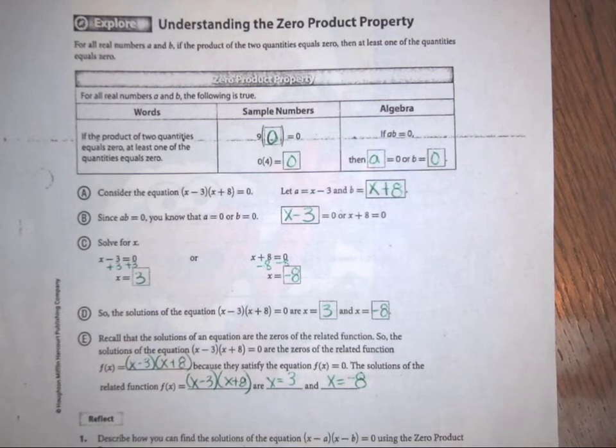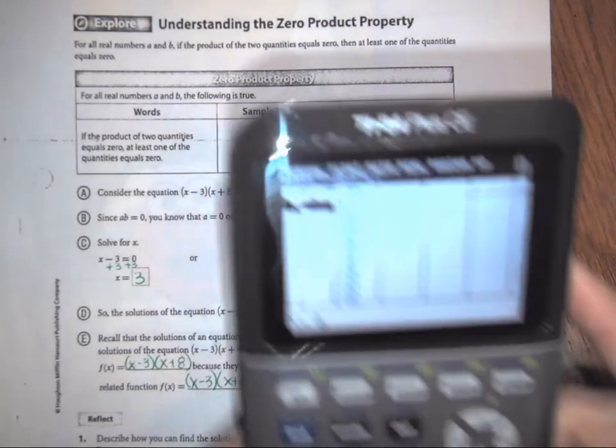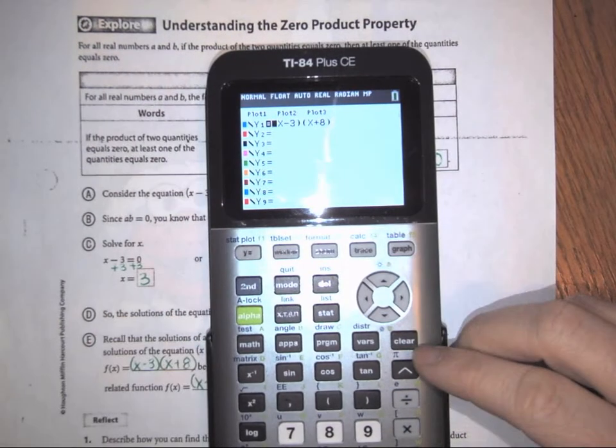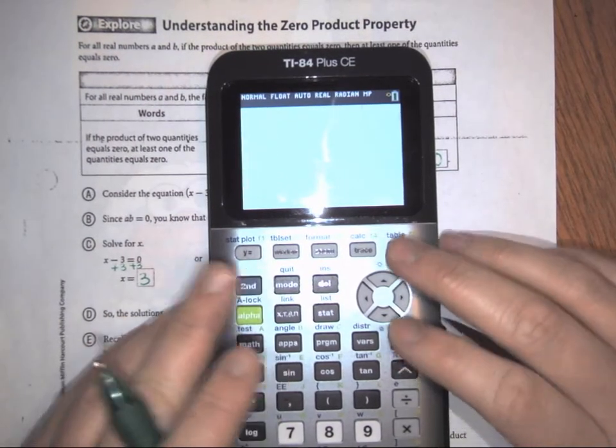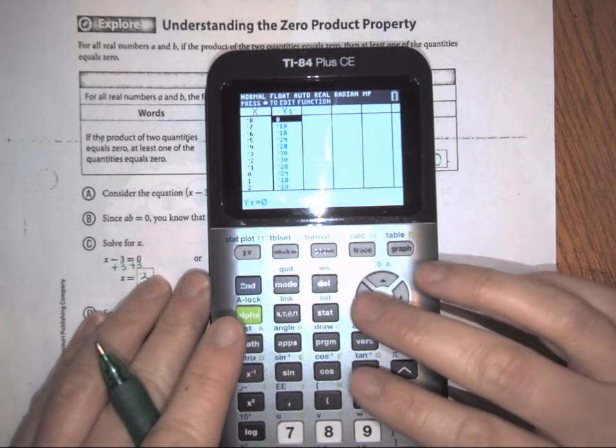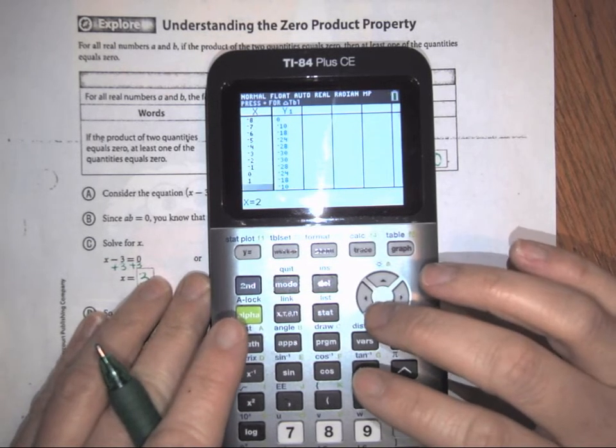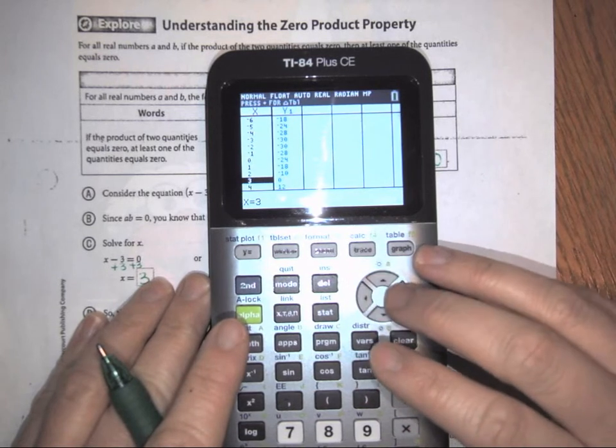If you took a moment to graph these on your graphing calculator, you would see that your x-intercepts are in fact 3 and negative 8. Go ahead and take a minute to do that for yourself. Okay, I'll show you on my table that I put in here the equation x minus 3, x plus 8. When I go to my table at negative 8, I have 0. It's a little hard to see, I apologize for that. And at 3, y is 0.